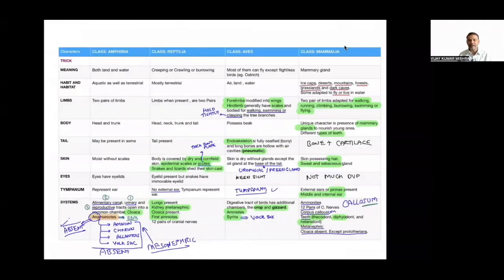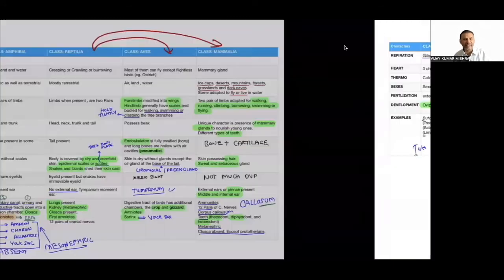If NEET asks from where the mammalia originated, you have to say mammals originated from reptilia. From the reptilia, birds also originated. This is a very important evolution point: birds as well as mammals have two branches coming from the reptilia. One line gives rise to birds and the second line gives rise to mammalia. This is a very, very important point.